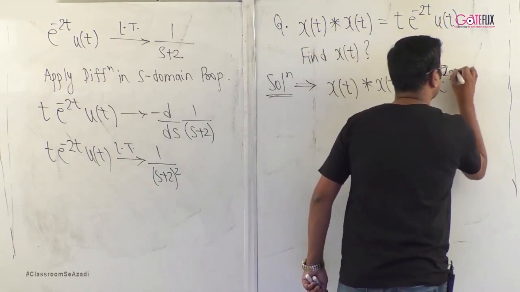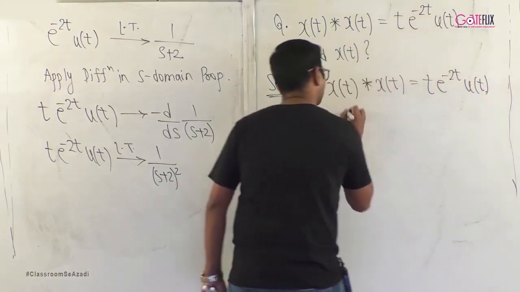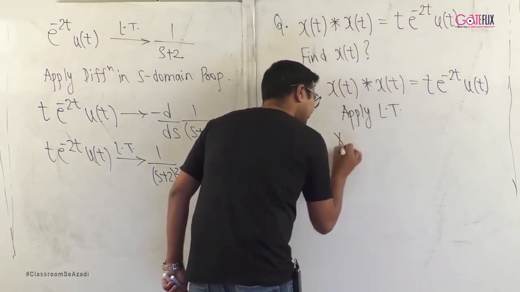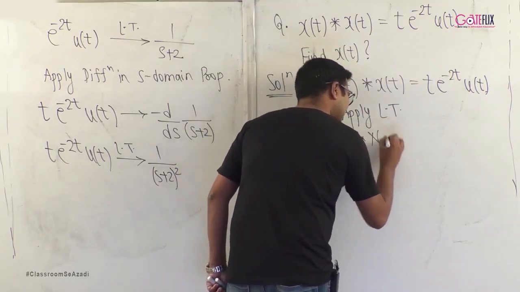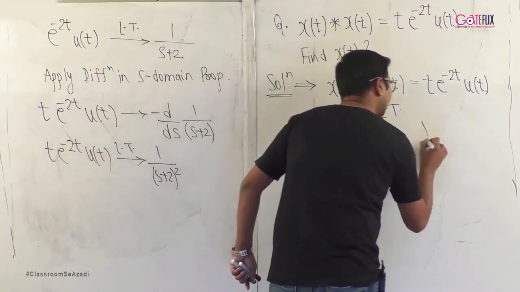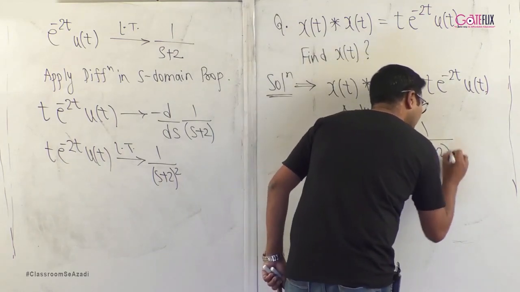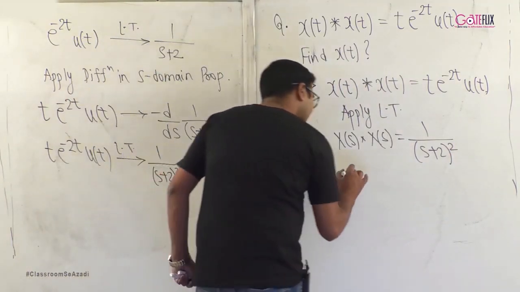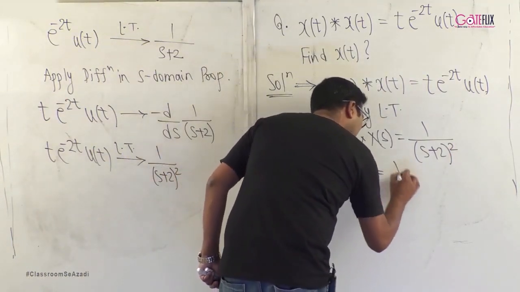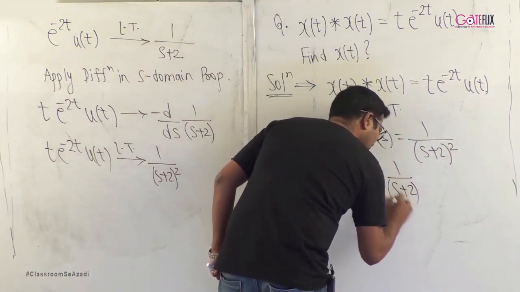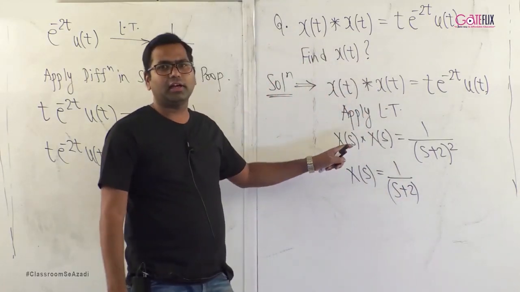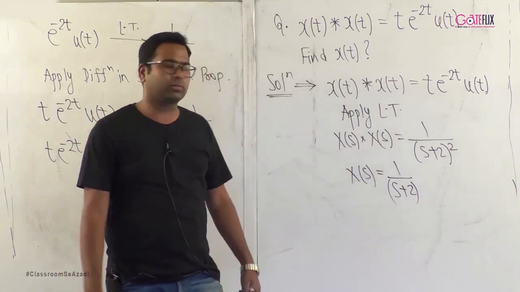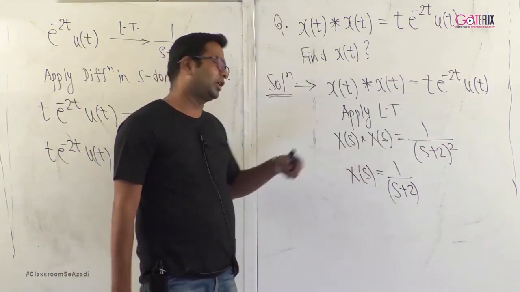So, in this question, we have x of t convolution with x of t equal to t into e raised to minus 2t into u of t. If we apply Laplace transform, then capital X of s multiplied by capital X of s comes out to be 1 upon (s plus 2) whole square. Therefore, capital X of s comes out to be 1 upon s plus 2, because on the left hand side we have capital X of s square, whereas on the right hand side we have 1 upon (s plus 2) whole square. Therefore, capital X of s is 1 upon s plus 2.